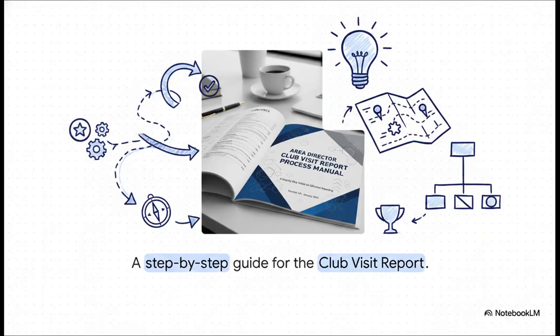So, to get us started, we are going to be drawing directly from an incredible resource, the Area Director Club Visit Report Process Manual, which was prepared by Division D Director Robert Ortiz. I absolutely love this manual. It takes what could be a really overwhelming administrative task and just turns it into a super straightforward roadmap. Honestly, it makes the entire reporting process incredibly manageable. You don't have to go out and reinvent the wheel here, you just have to follow the guide.